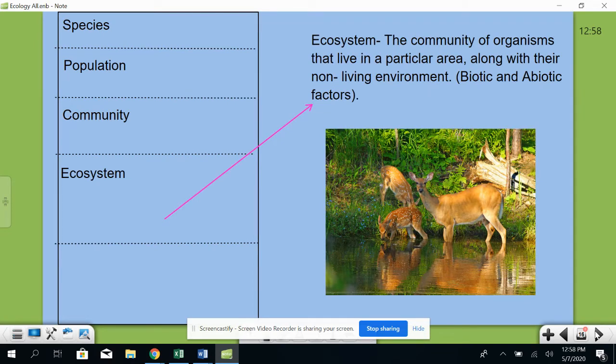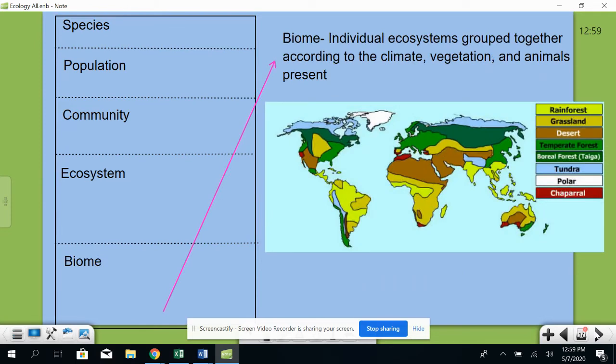Then we move up to an ecosystem. And an ecosystem is just a bigger version of a community. So an ecosystem is the community of organisms living in a particular area. Now this involves both biotic and abiotic factors. So in the ecosystem, this is where we talk about the water that is present, the type of soil that's there. That is what makes up the ecosystem.